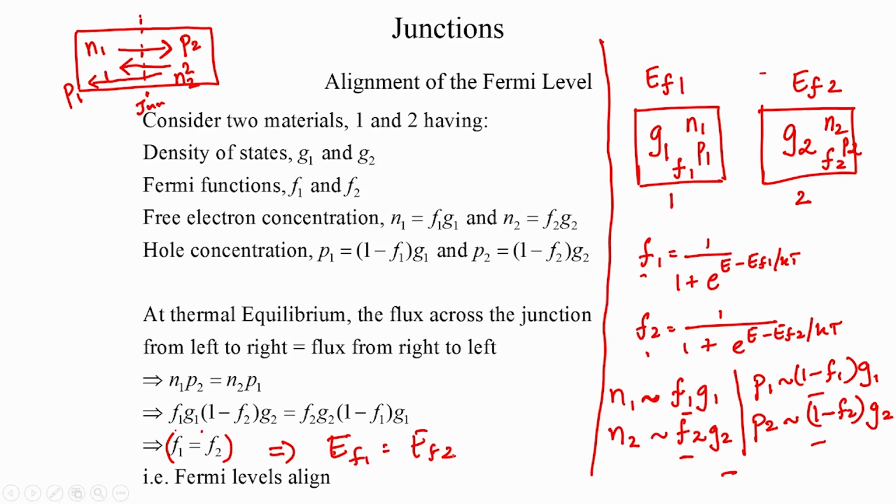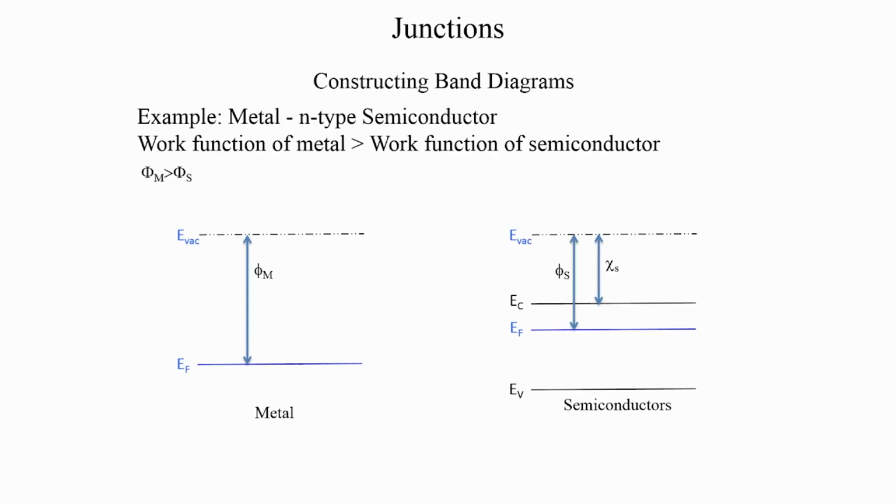So, in other words, if you were to create a junction between these two materials and keep this system at thermal equilibrium, the Fermi levels will align and EF1 will have to be equal to EF2. So, this is a little hand wavy proof that the Fermi levels of these two materials will align when you create a junction. So, now let us start creating a band bending diagram.